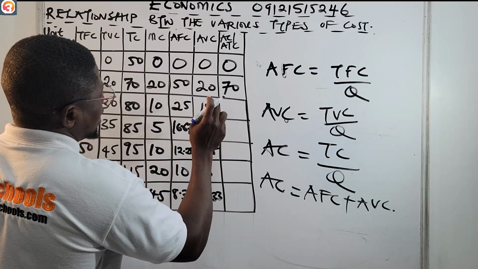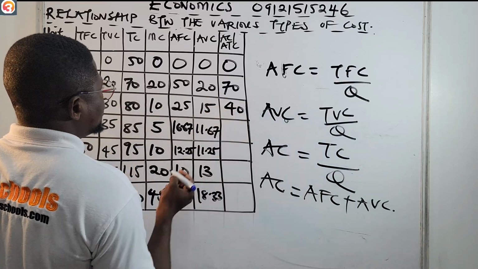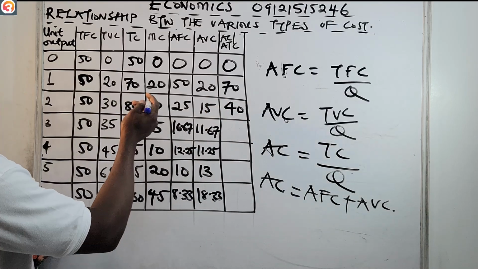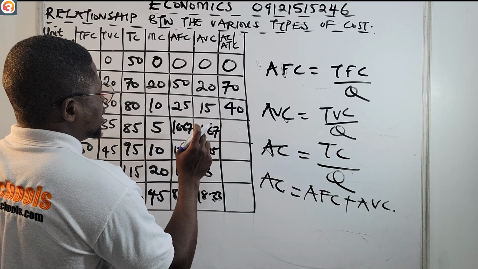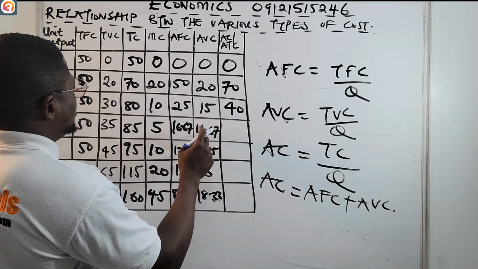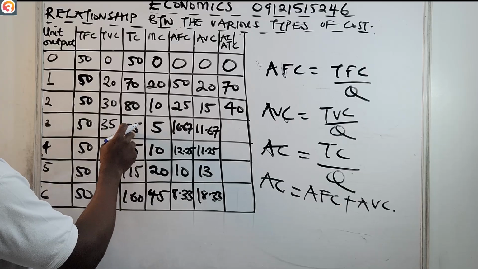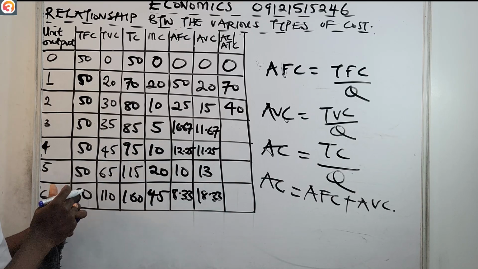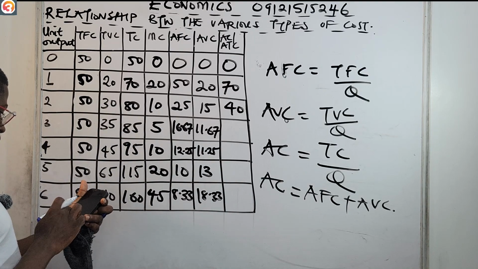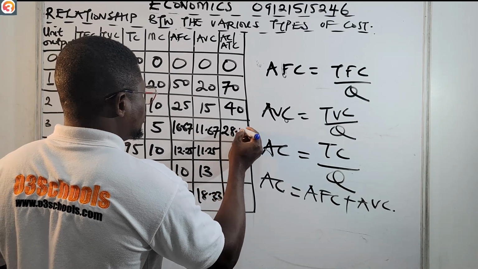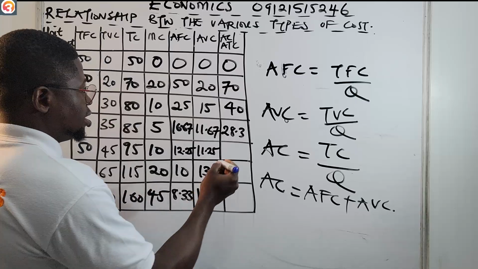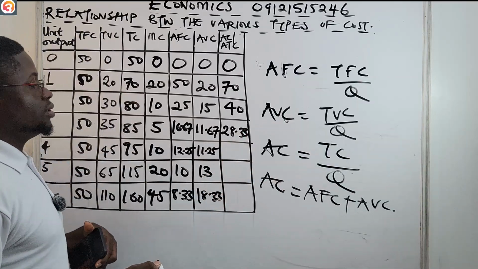Now let's go. 25 plus 15 will give us 40. All right, let's confirm also with TC over Q. 80 divided by 2 is 40. Now, TC, what is TC? 85, divided by what now? 3. 85 divided by 3 is 28.33, or 28.3333 continuously, all right?